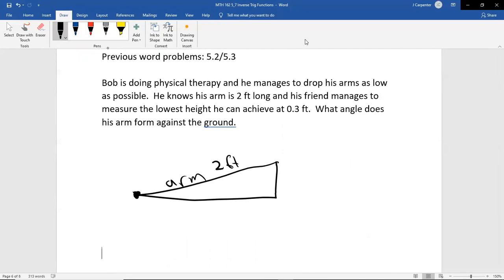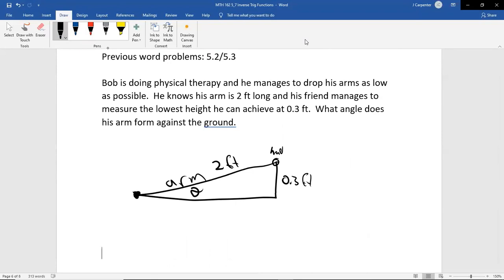Then he's got a friend who manages to measure the vertical distance from where his hand is. So this right here is his hand, or the tip of his finger. Hand, finger, whatever. And this was 0.3 feet. I didn't want to do it in inches because I don't feel like converting units. And they say, what angle does his arm form against the ground? So that's the angle right here. We don't know this horizontal distance. Guess what? We don't need to know it. Yes, we could find it by Pythagorean, but we don't need it.